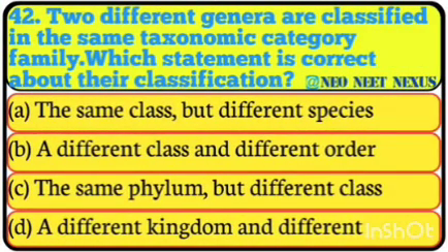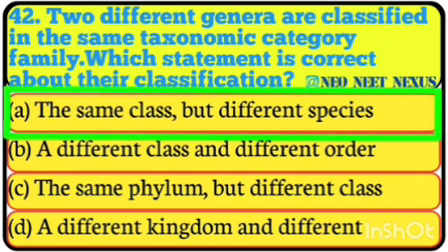Next, two different genera are classified in the same taxonomic category family. Which statement is correct about their classification? A. The same class but different species. B. A different class and a different order. C. The same phylum but different class. D. A different kingdom and different phylum. Correct answer is option A. The same class but different species.